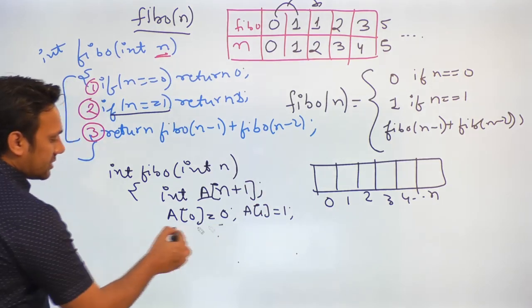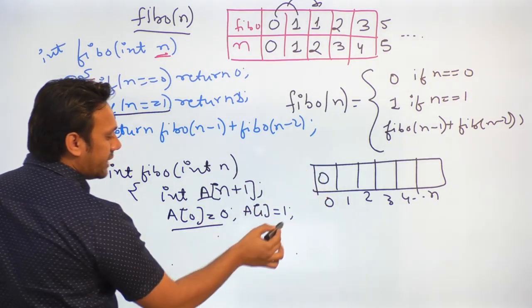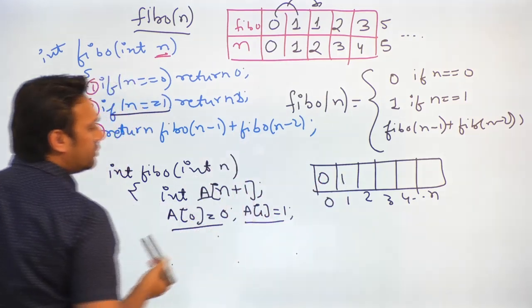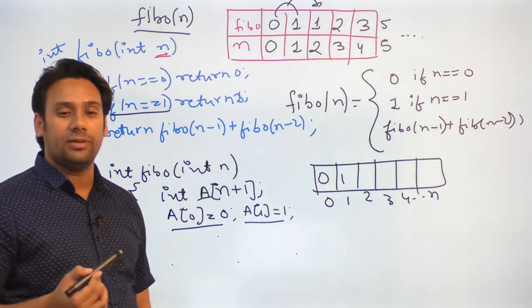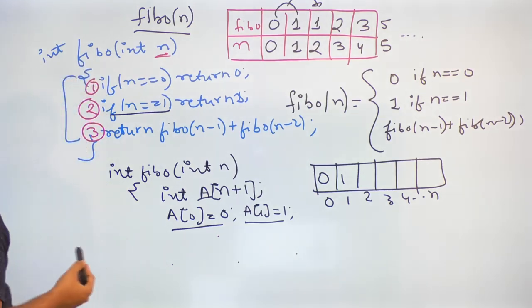Then in the index location 0, I've stored a value 0. In the index location 1, I've stored a value 1. Index location 0 par maine 0 value ko store kiya, aur index location 1 par maine 1 value ko store kiya. Okay? Now what I can do is, I can write a for loop.